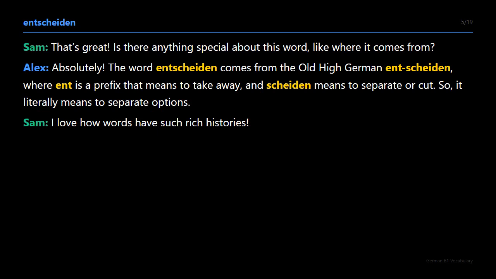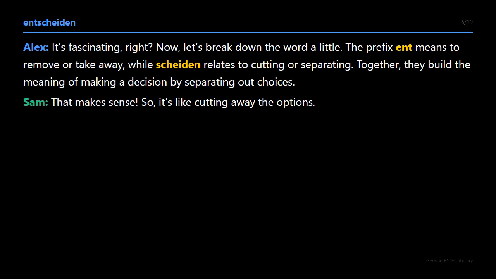I love how words have such rich histories. It's fascinating, right? Now, let's break down the word a little. The prefix Enti means to remove or take away, while Scheiden relates to cutting or separating. Together, they build the meaning of making a decision by separating out choices. That makes sense. So, it's like cutting away the options.